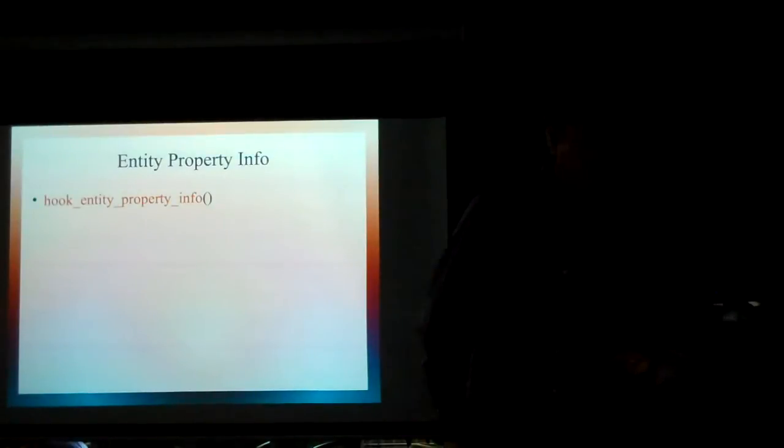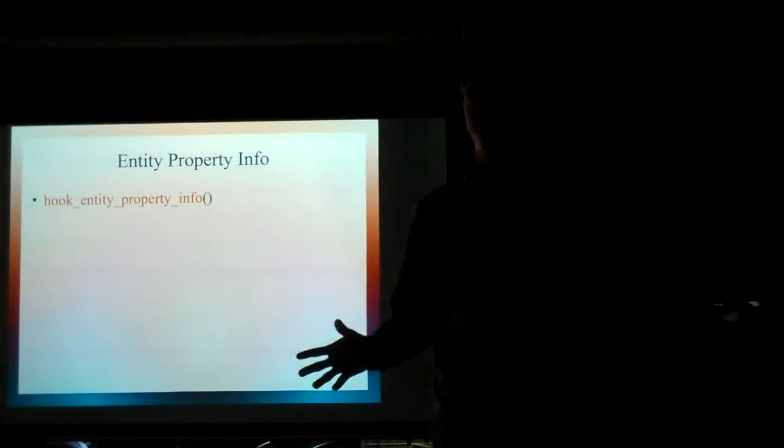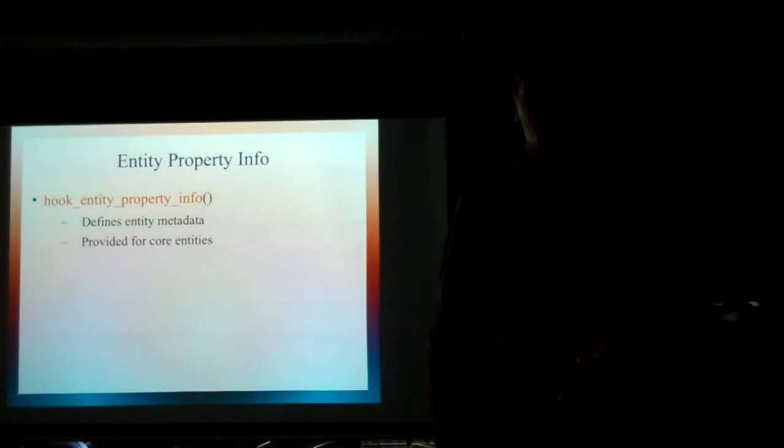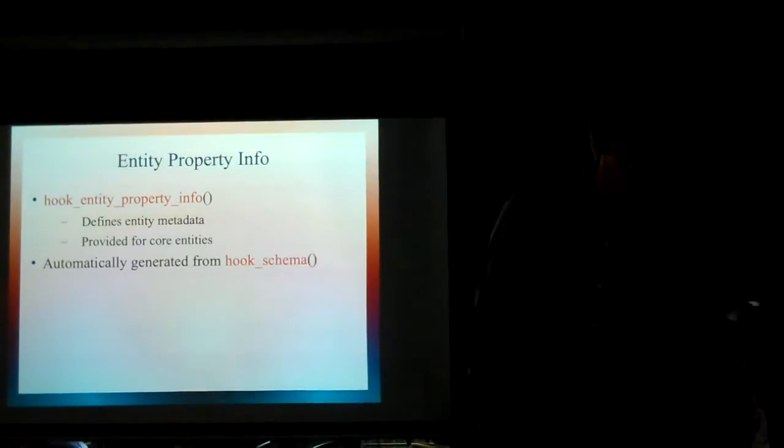All right, hook entity property info. So there's another hook, hook entity property info, that lets you define metadata about your entities. So stuff that you haven't defined elsewhere thus far. So that's provided for core entities by the Entity API module. So you don't have to worry about them. They've got you covered. And then additionally, it's automatically generated from what you define in hook schema. So if you define a column to be an integer, and that column basically maps to an entity property, then that entity property is assumed to be an integer.